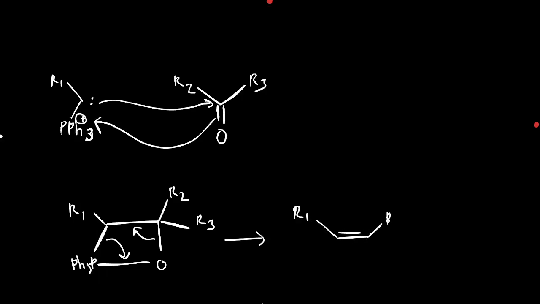So then we have the R2 and R3, which were a part of our carbonyl. And we're also going to get, I'll just draw it up here, our PPh3 double bonded to an oxygen. And that byproduct there is what's called triphenylphosphine oxide.